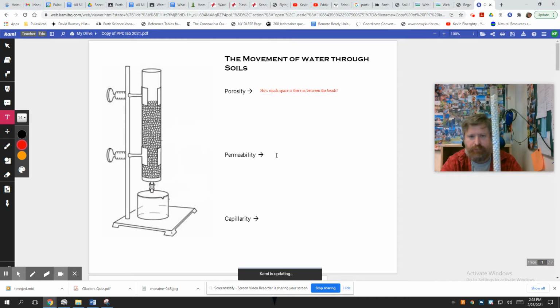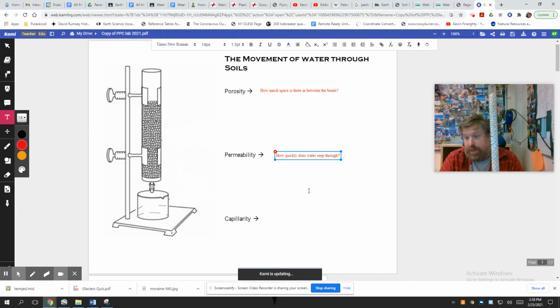Permeability is an easier one. How quickly does water seep through? Okay. Now, and again, that's a key one.